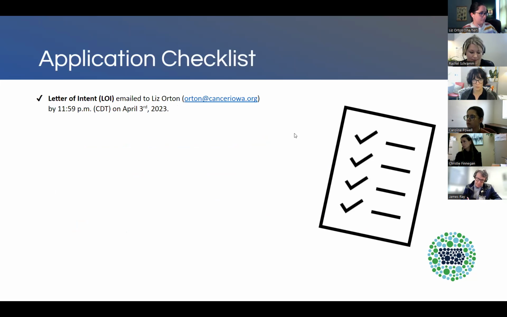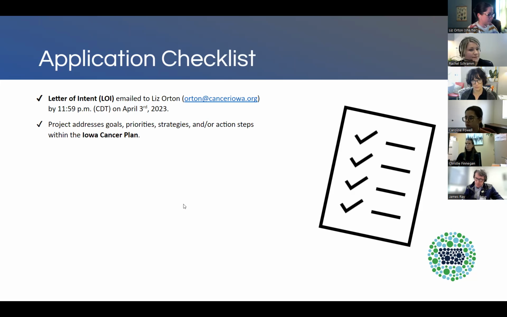So just a little bit about what you need as far as a checklist. We do ask that any folks that are interested in applying submit a letter of intent, and it's due to Liz Orton on April 3rd by midnight. And it doesn't have to be fancy. We do have drafts on our website, but it's really just to help us know the volume of grants that we're going to have and help us prepare for how many reviewers we need.